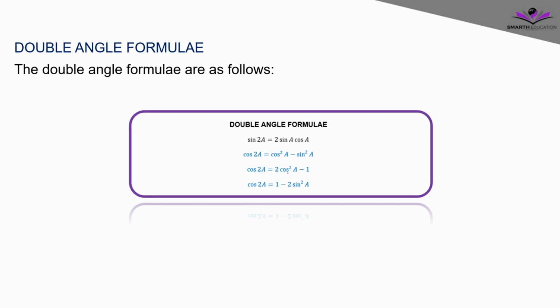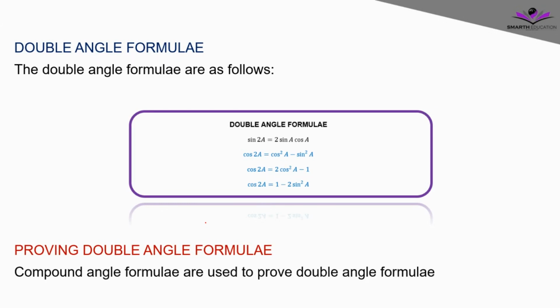So what can we use to prove the double angle formulae? We can use the compound angles. Check that. Sine 2a is just the same as sine a plus a, like this. So we can use compound angles to prove that this is equal to 2 sine a cos a. And even cos 2a is just the same as cos a plus a. And then we can prove these three. Let's do the first proof.